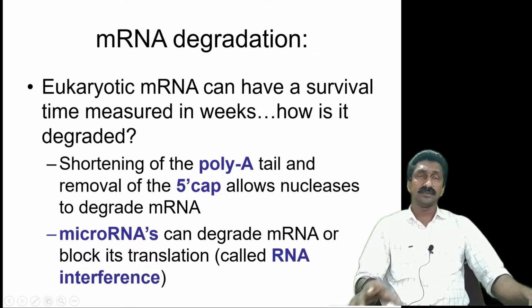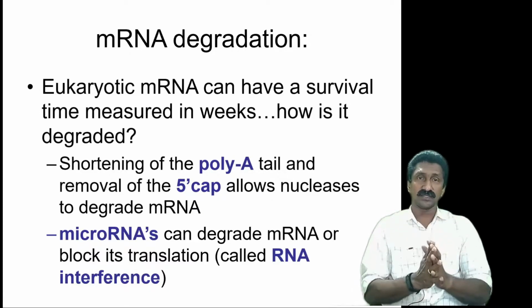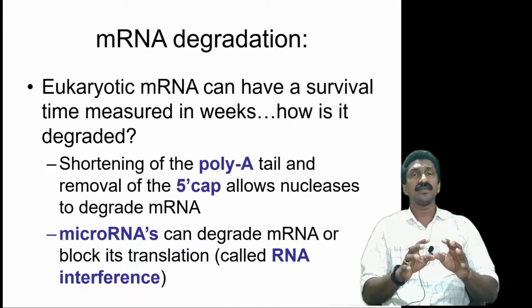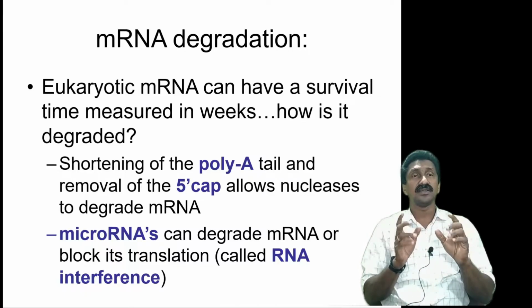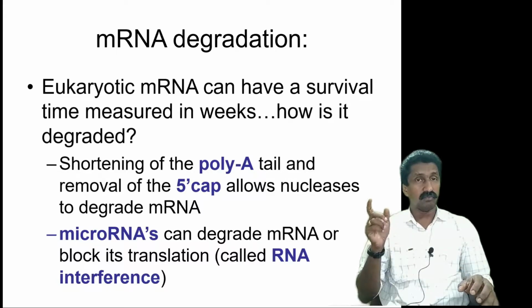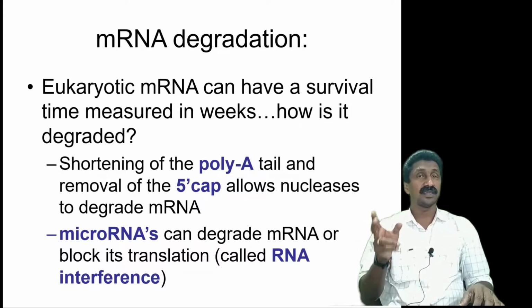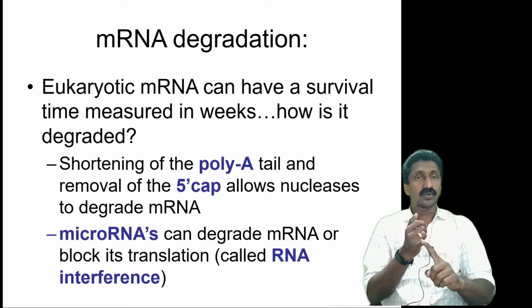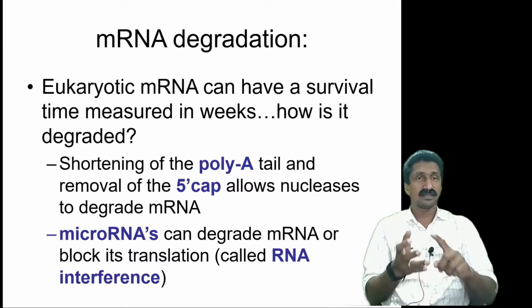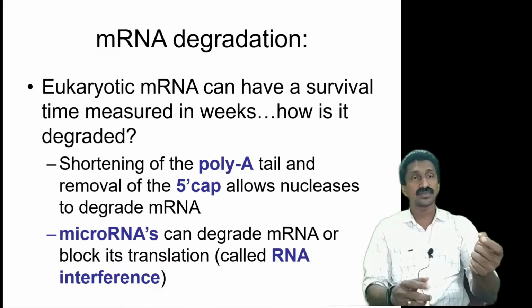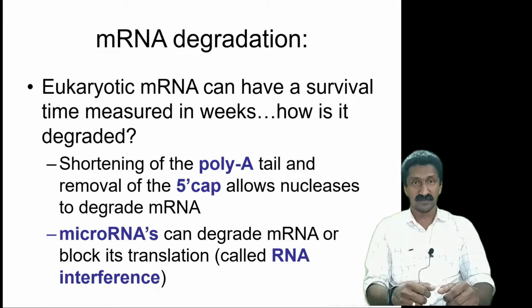Okay. Now when we come to mRNA degradation, eukaryotic mRNAs can have a survival time measured in weeks, compared to 1 or 2 minutes in the case of prokaryotes. Then how is it degraded? One way is shortening of the poly-A tail, and another is removal of the 5' cap, and that allows nucleases to degrade the mRNA.